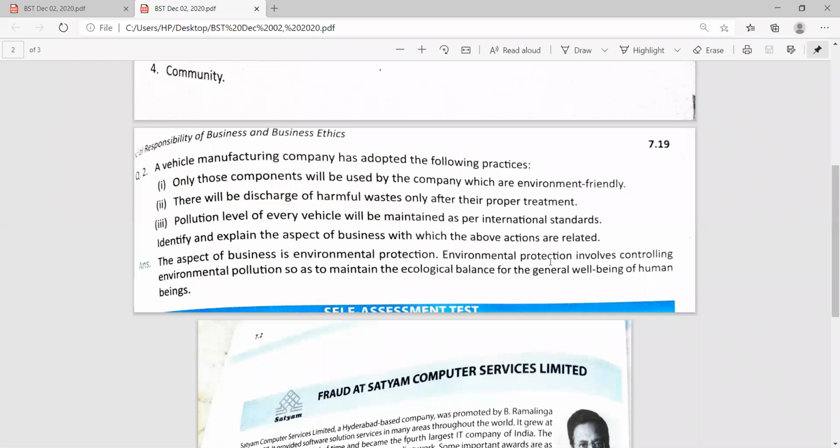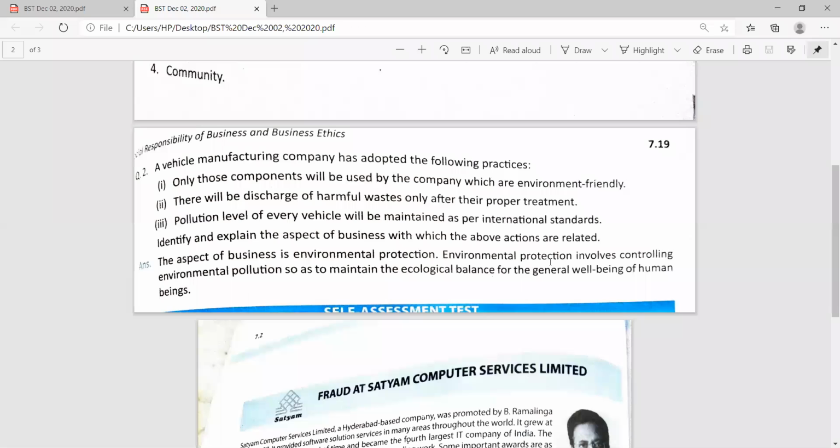Let's repeat what the actions to be taken are. Only those components will be used by the company which are environment friendly. It means the company has to use those components which are environment friendly. There will be discharge of harmful waste only after their proper treatment.